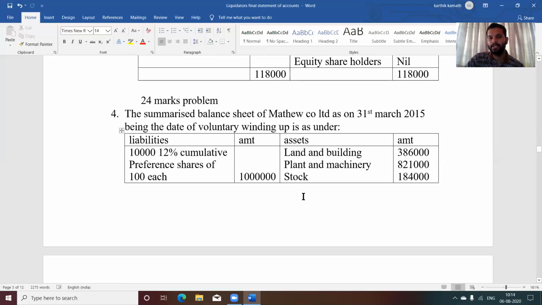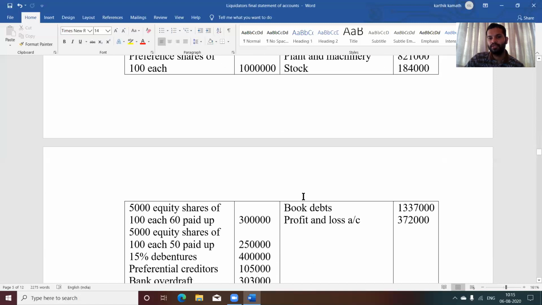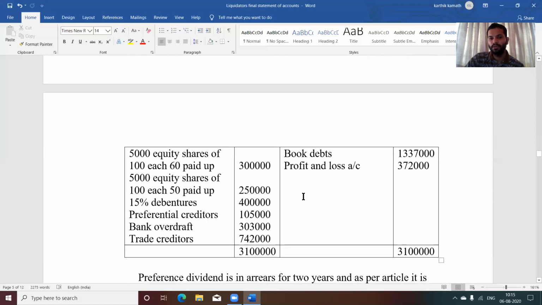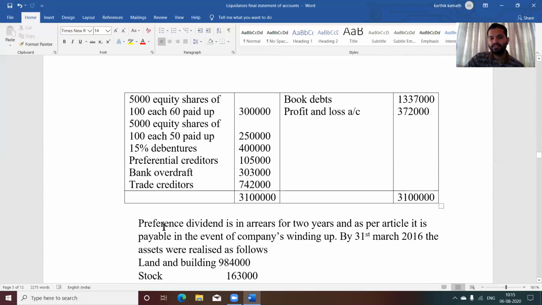Asset side: land and building, plant and machinery, stock, book debts and profit and loss account is given. So now see the adjustment. Preference dividend is in arrear for 2 years, and as per the articles it is to be payable at the time of winding up of the company. So what do you mean by this?